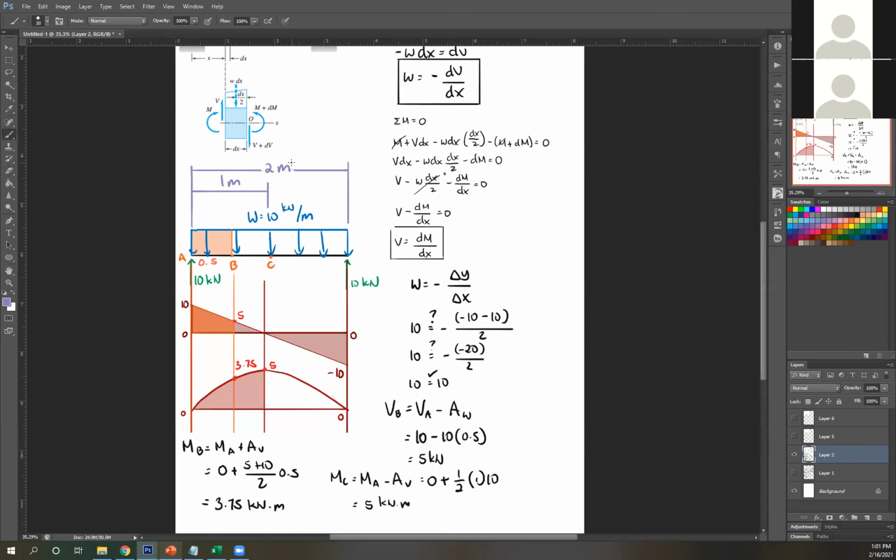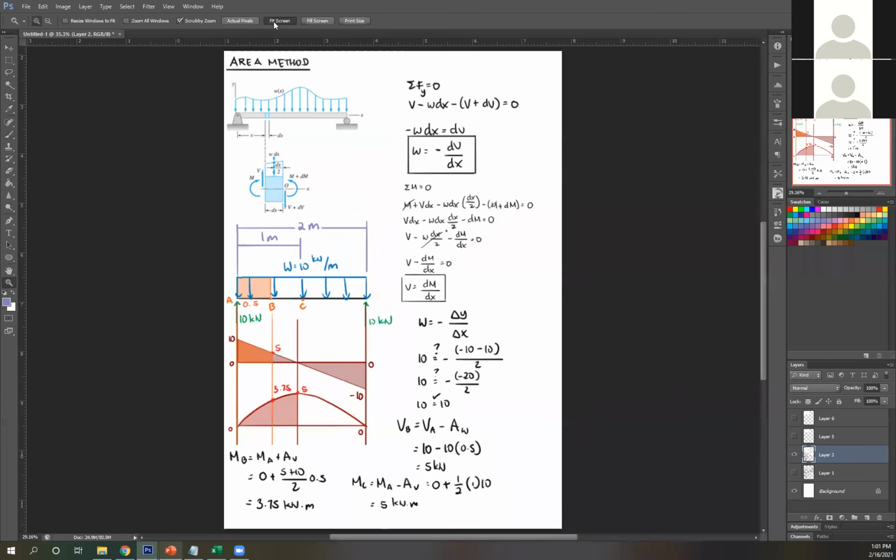There. So that's how you analyze a shear moment diagram. Usually it's just the area of the diagram above it. Do you have any questions for the area method? Do you understand the area method? Please answer yes or no.